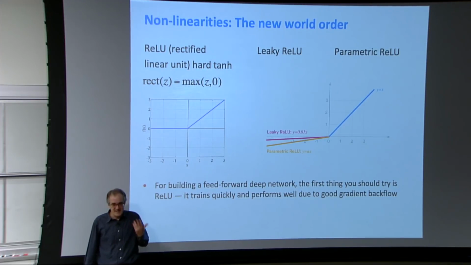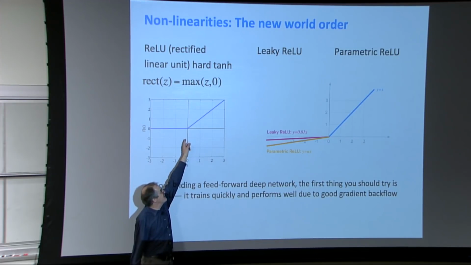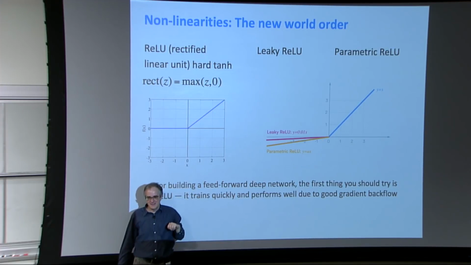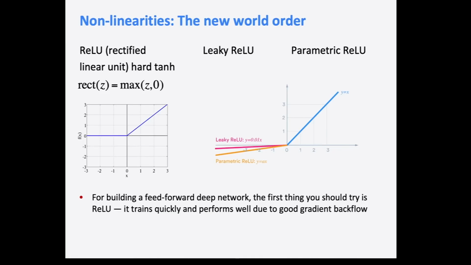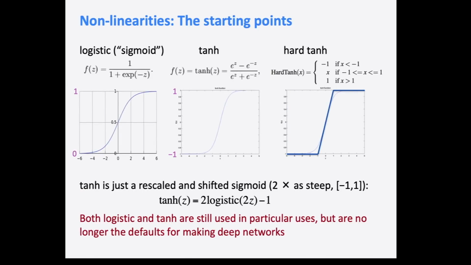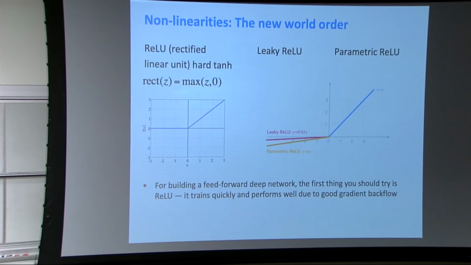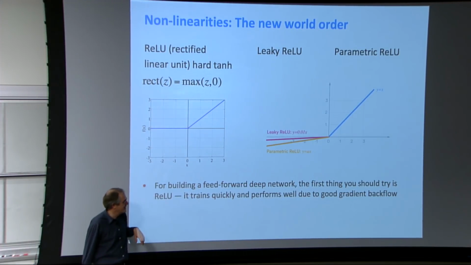And people now make precisely the opposite argument: because this unit just has a slope of 1 over its non-zero range, the gradient is passed back very efficiently to the inputs, and therefore the models train very efficiently. Whereas with these kinds of curves, when you're over here there's very little slope, so your models might train very slowly. Okay, so for a feed-forward network, try this before you try anything else.